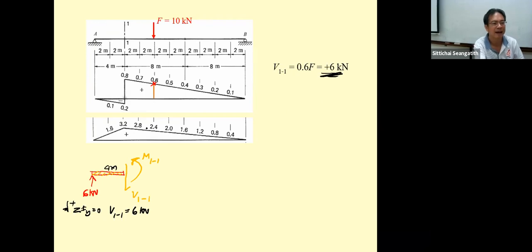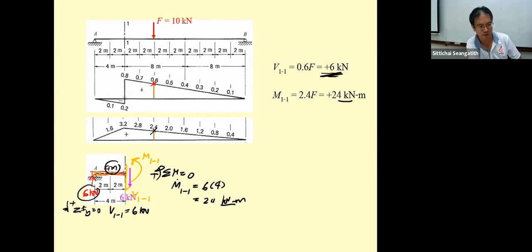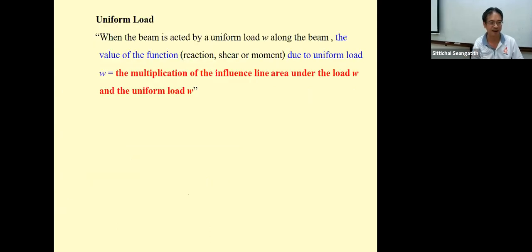For the moment, again, that is going to be 2.4 times F, which is 24. Do the summation of the moment equal to 0. This one is positive. M1-1 is going to be 6 times this distance 4, that is also 24 kilonewton meter. So proved. No matter if it's reaction, shear, or moment, you do the same thing for the point load: you multiply the magnitude of the point load by the coordinate of the influence line, and you get the same thing.